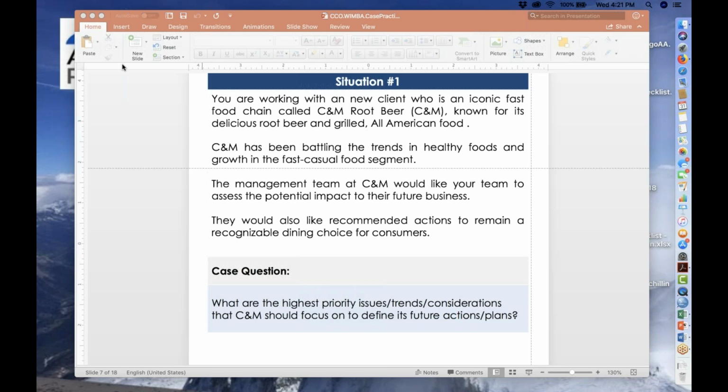Okay. Anybody else want to share some thoughts that you had for our question around C&M root beer? Anyone? Hey, Pam. Chris over here in OTM Kid Room number 2. Hi, Chris.